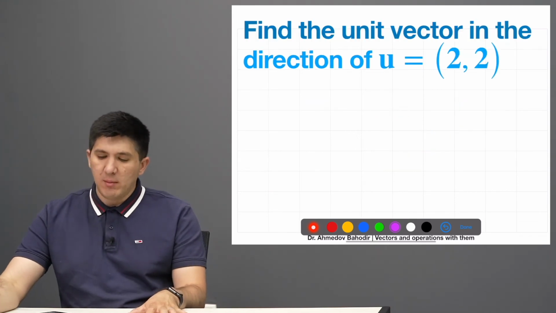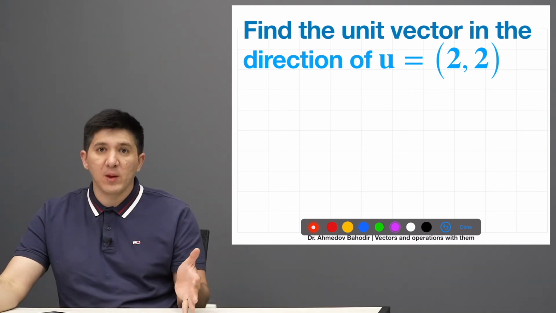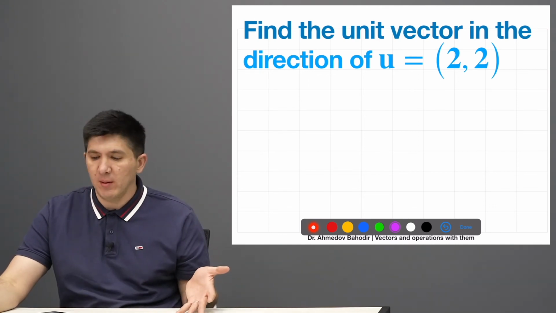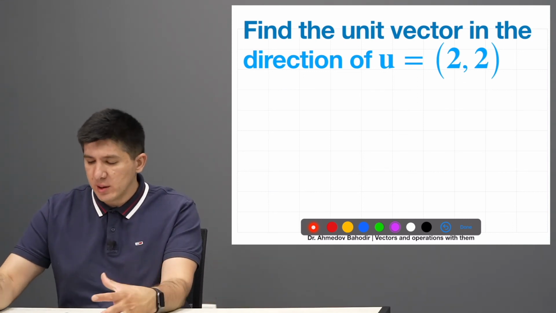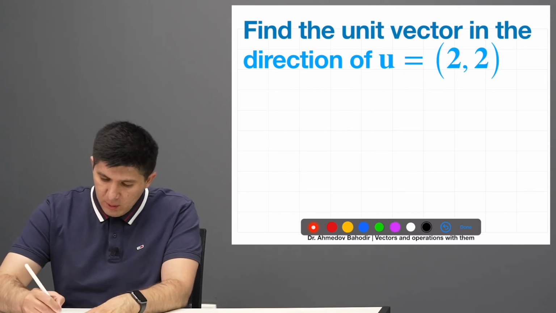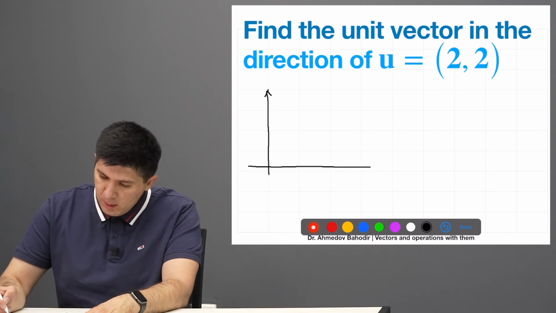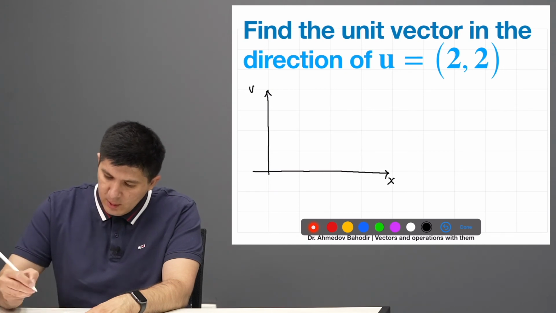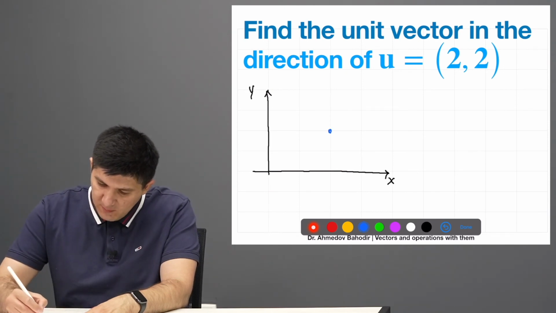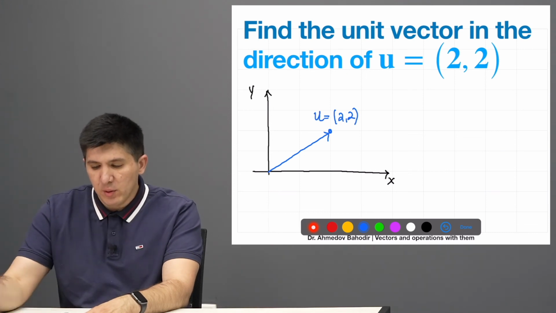Now, most of the time, if you're given a vector u which is not a unit vector, how do you find a vector which is a unit vector in the same direction as u? That's a really interesting question, and let's try to do this together. So let's say you've got, again, the coordinate system, with y and x, and let's say this vector u has the components 2 and 2.